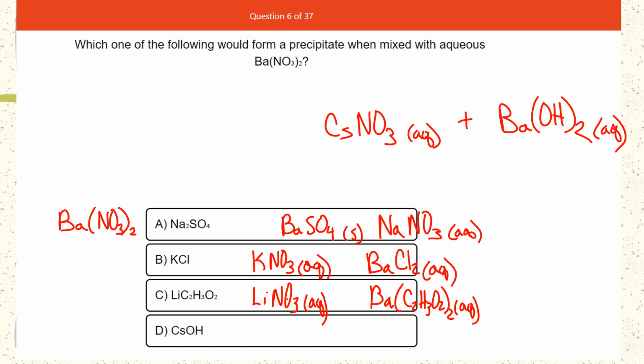All right. So when it asks you questions like this, which would form a precipitate, which would not, you kind of have to go through those steps of predicting the products for each one to see which products would form a solid, which ones wouldn't. So A is the only one that forms a solid. That is the precipitate. So when you see form a precipitate, it's looking for something that's insoluble. And you have to go through those rules.